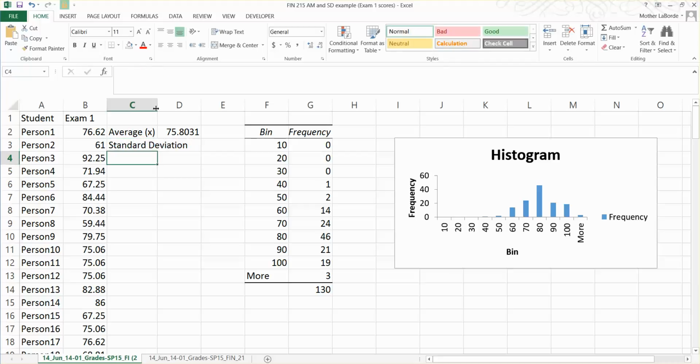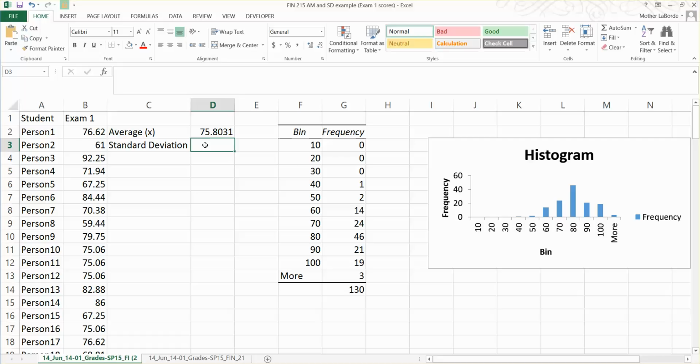I do not need y'all to know how to calculate standard deviation. I'll just provide you with that number. But I do need you to know how to use it once you've got it. So I'm just going to use Excel to calculate my standard deviation. Again, I highlight column B, which goes from cell B2 to B131. And here's my standard deviation.